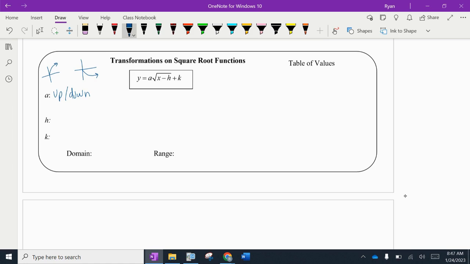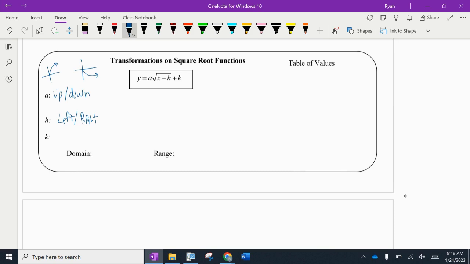What does this h do? What do you think? Think back to what we just did with the parabola. How is that going to impact this graph? Left or right. And it's going to be the opposite, like we did before. What does the k do? So it says plus k. What do you think that's going to do? Think about the parabola again.